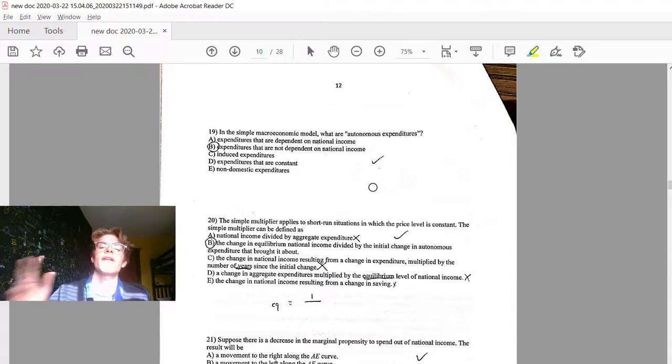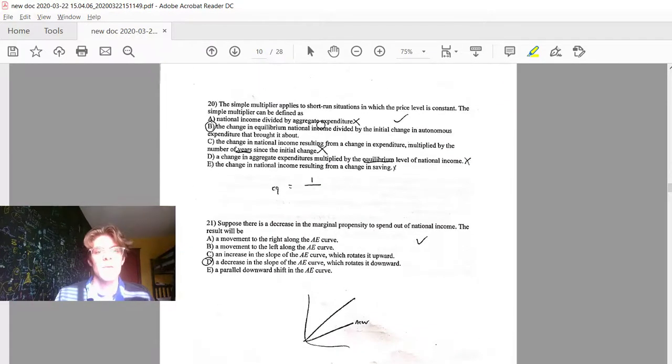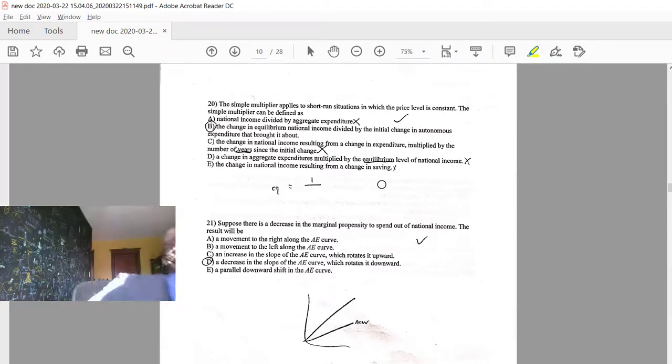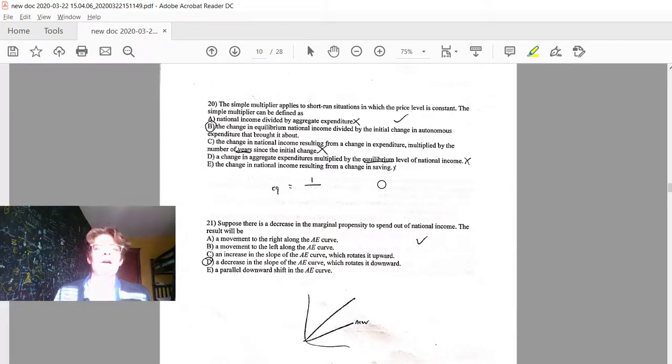So that's not autonomous. The simple multiplier applies to short-run situations. Did I get this right? I think so. Pages? Question 20? Yeah, okay, cool. In which the price level is constant. The simple multiplier can be defined by.